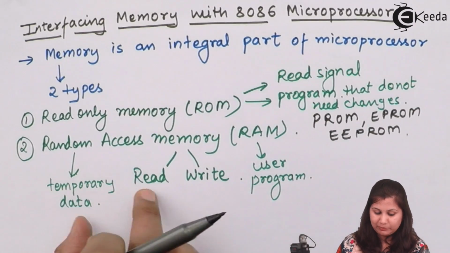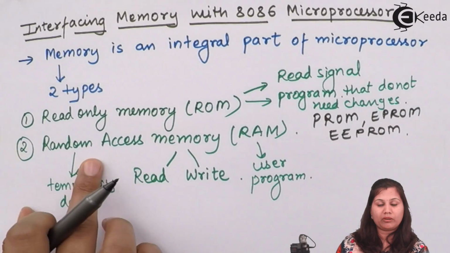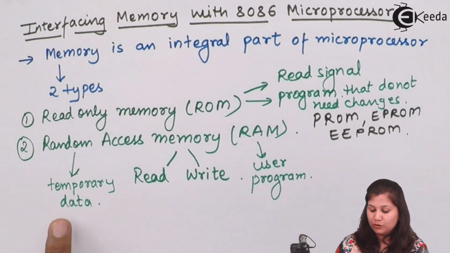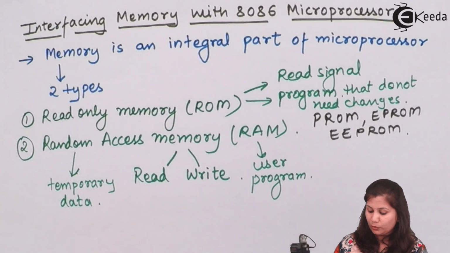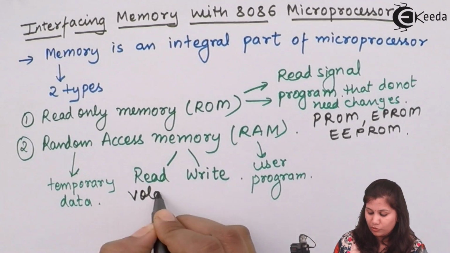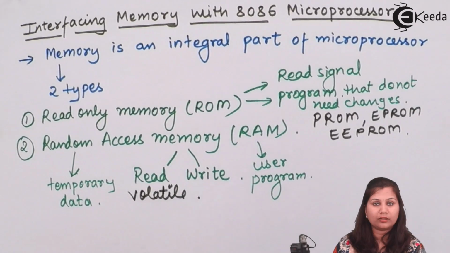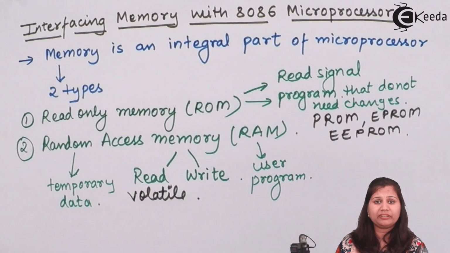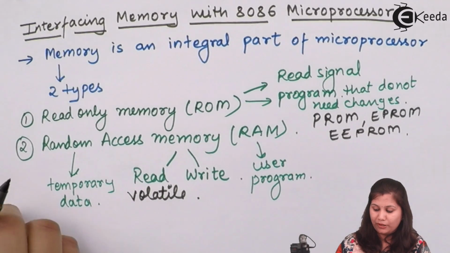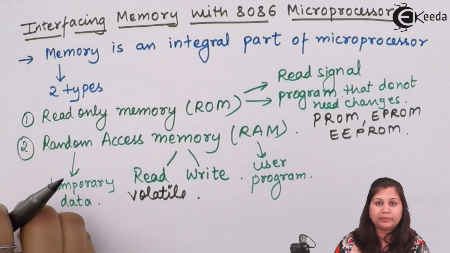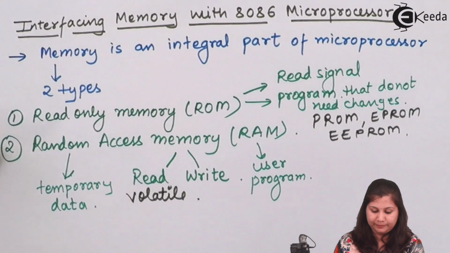Whereas the random access memory, because we can read and write this memory, is used to store the temporary data and the user's program. So we can say that this memory is the volatile memory. Modifications can be done in it. So these are the two types of memory available for the microprocessors.